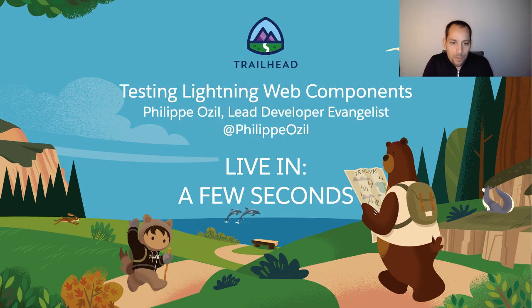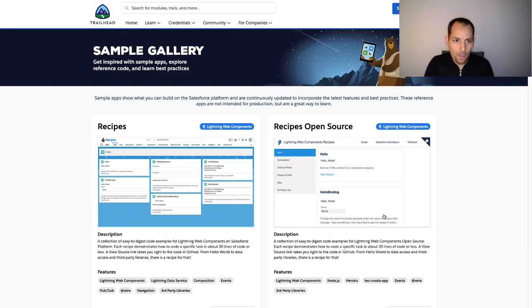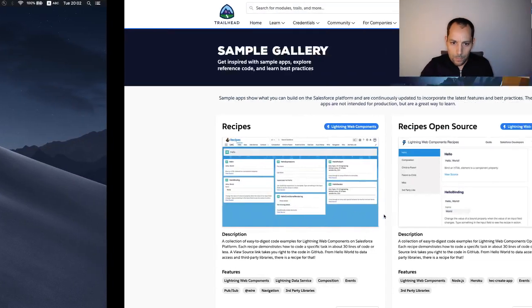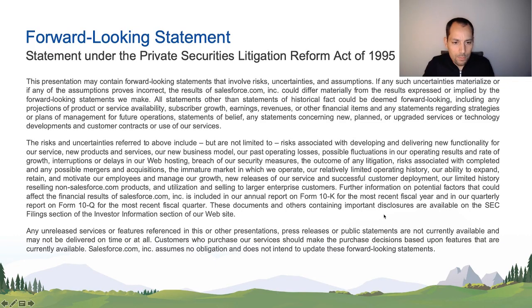Today I'm going to be talking about Lightning Web Components. To do so I'm going to be giving you a presentation, but first I need to give you the forward-looking statement. There are a few things you need to know. We are a publicly traded company, so you need to make your buying decisions based on what is commercially available in the product. Now, in this presentation, I'm only going to talk about what is released, so we should be safe from forward-looking statements.